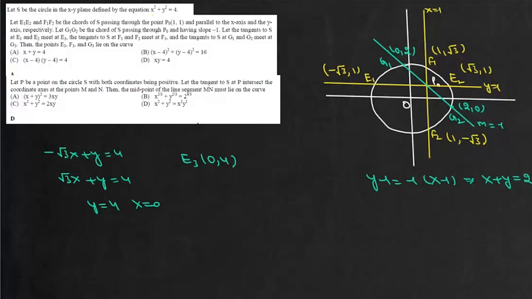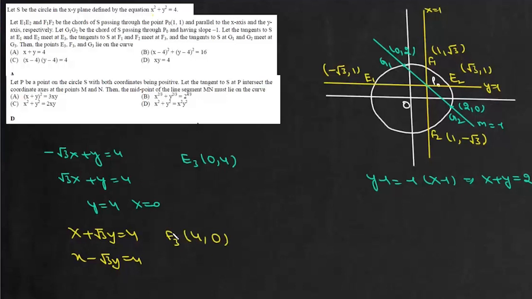Now in the same way, we can write the equation of the tangent at F1 and F2. At F1, the equation of tangent is given by x plus root 3 y equals 4, and at F2, x minus root 3 y equals 4. Now here x is 4 and y is 0. So that's your F3.